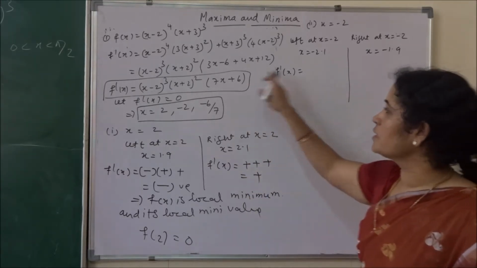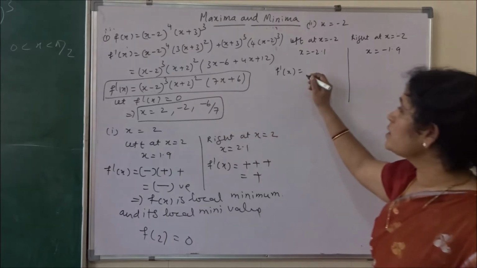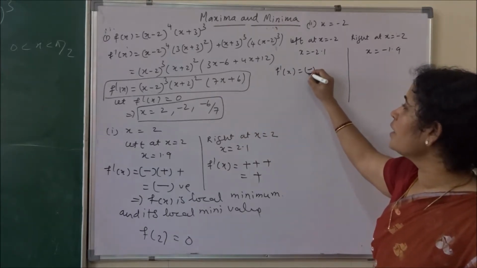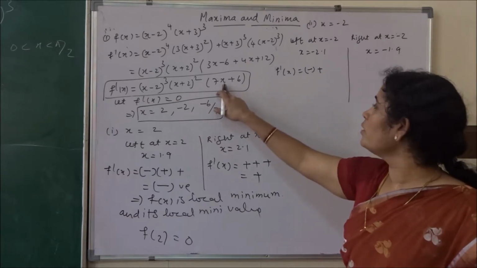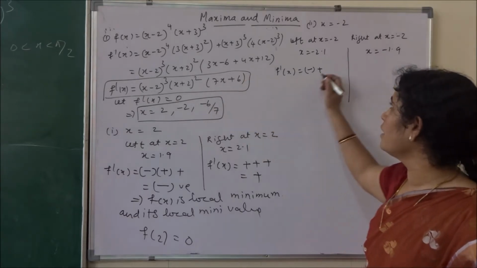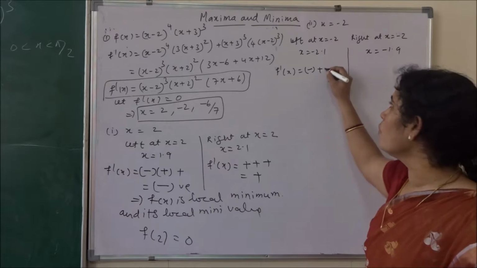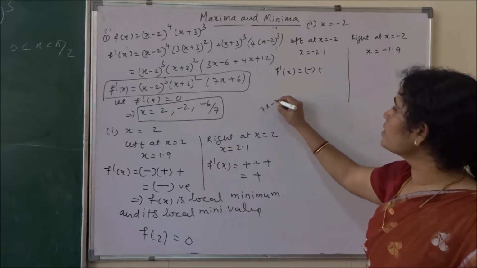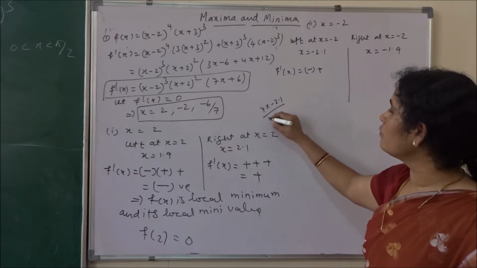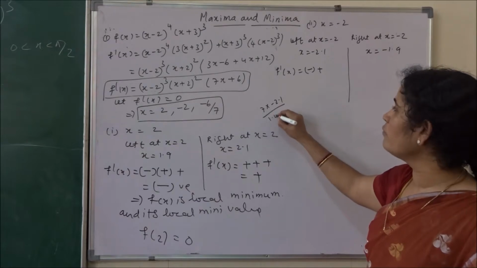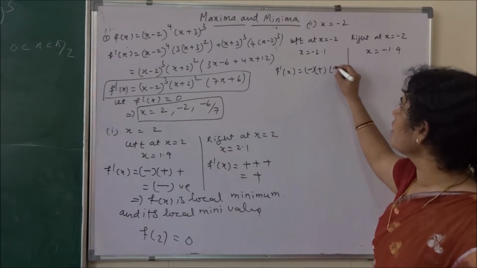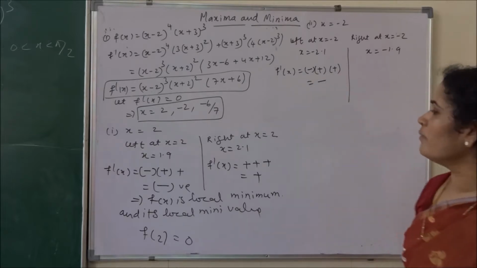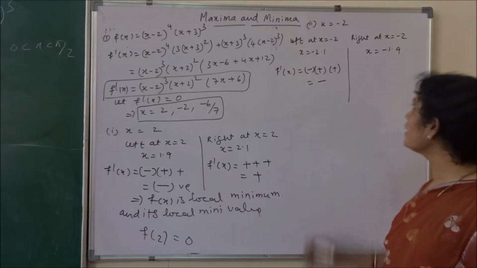Now f dash of x, replace x by minus 2.1. Definitely it becomes negative, and the other factor becomes positive. 7 into minus 2.1, that is 14.7, it becomes positive, am I correct? So in total we will get negative.